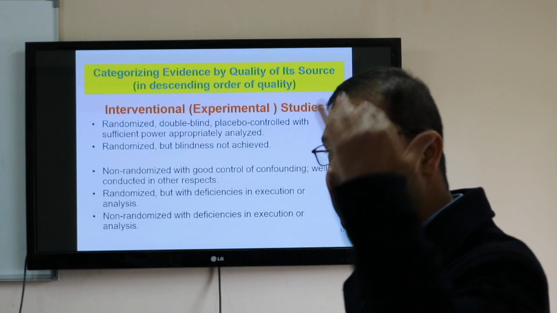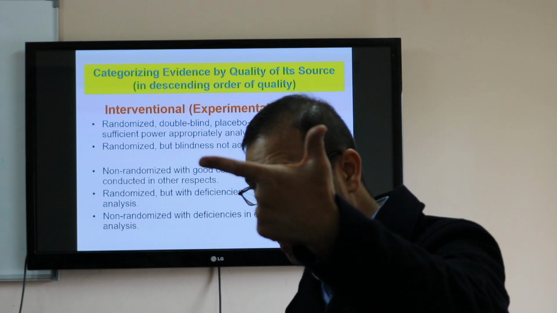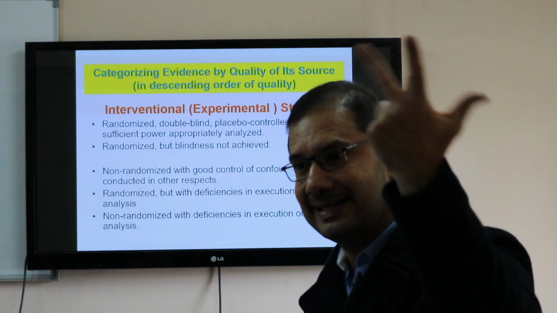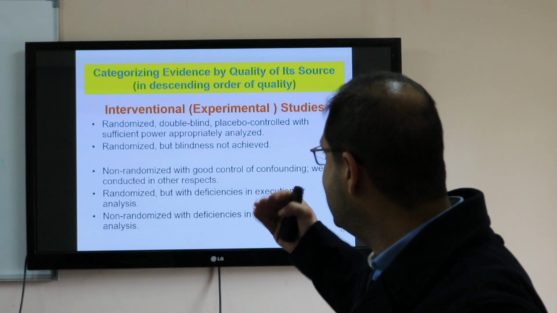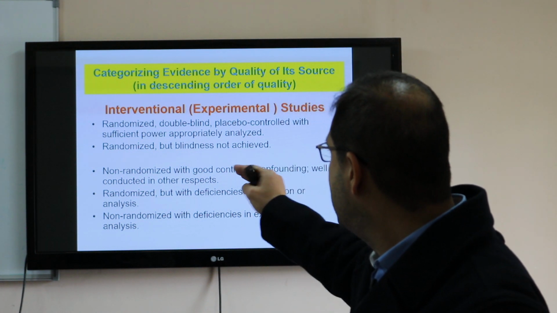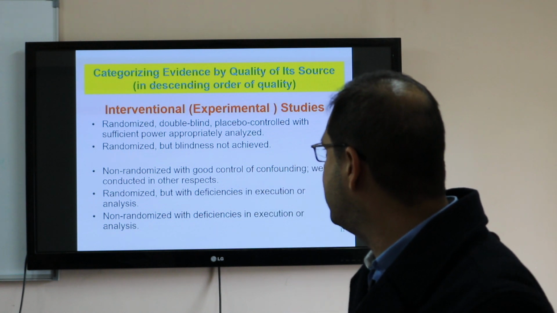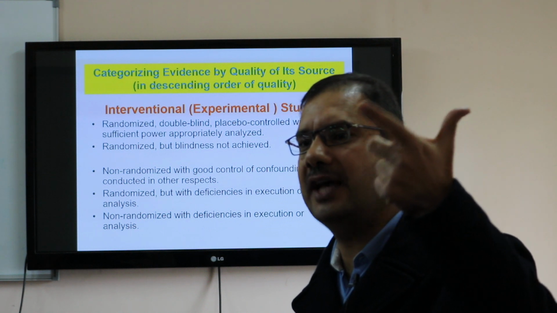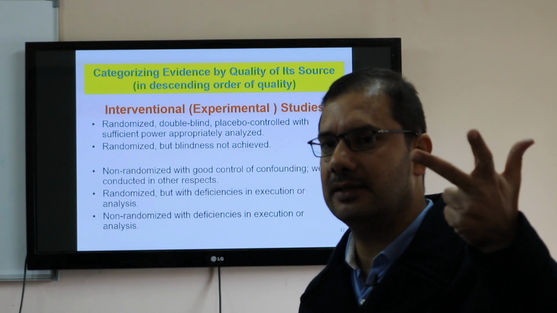So let's talk about the highest quality: randomized, controlled. We have randomization, we have control, blindness, clinical trials. The lower quality one is randomized but blindness not achieved. We cannot say blinding. We say clinical, randomized, controlled trial, but it's not blinded.